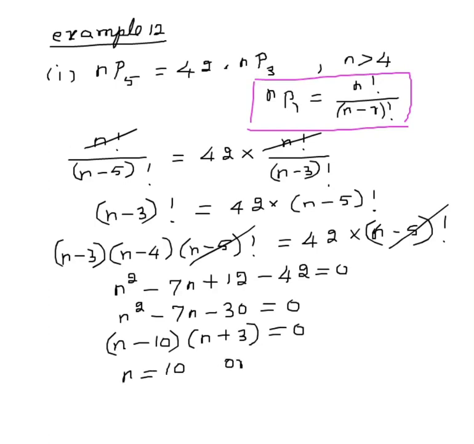We get two answers. N is equal to 10 and n is equal to minus 3. But n cannot be negative. We know that n should be a positive integer. Therefore, the answer is n is equal to 10. In permutations and combinations lesson, n, r, they all take positive integral values.